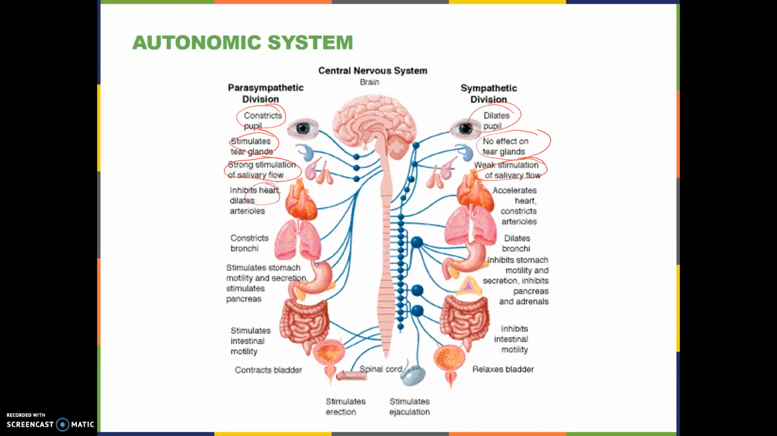Parasympathetic slows the heart rate, sympathetic speeds up the heart rate. Parasympathetic constricts the bronchi, and sympathetic dilates the bronchi so you can breathe faster. The parasympathetic is going to stimulate digestion, whereas the sympathetic is going to inhibit digestion. And the parasympathetic will contract the bladder and stimulate erection, whereas the sympathetic will inhibit intestinal motility, relax the bladder, and stimulate ejaculation.